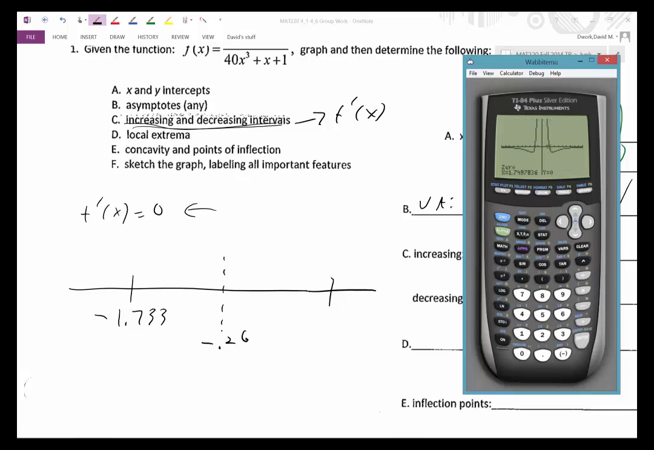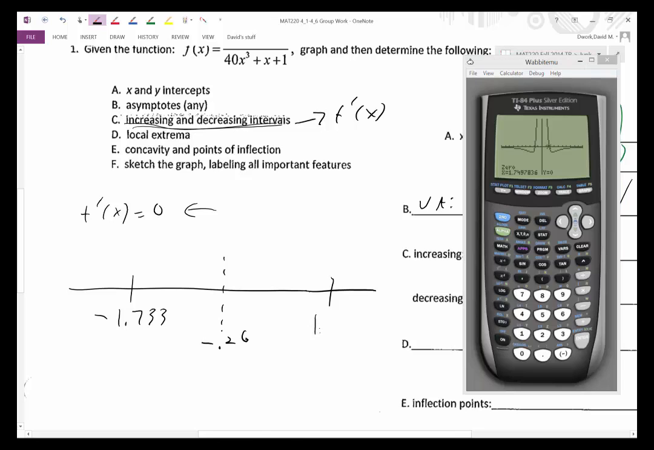And we get a critical value of 1.74, well, let's just call it 1.750 with rounding. There we go. Okay, so now I've got values. How am I going to get my increasing and decreasing intervals? How am I going to figure out what my slopes are?